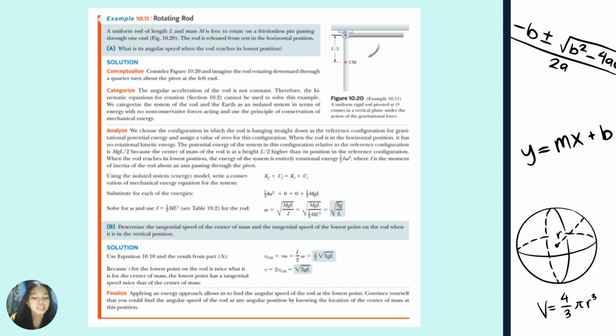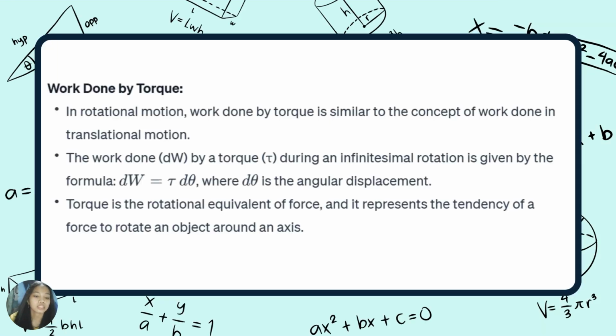Finalize: applying an energy approach allows us to find the angular speed of the rod at the lowest point. Convince yourself that you could find the angular speed of the rod at any angular position by knowing the location of the center of mass at this position. So next is work.